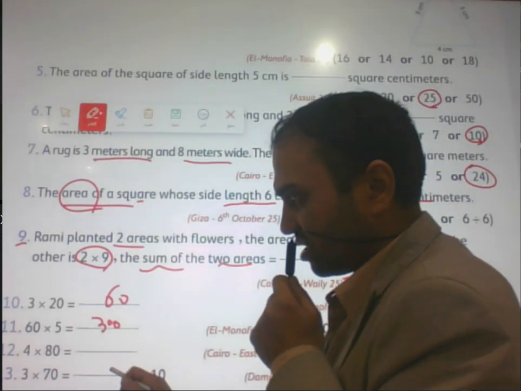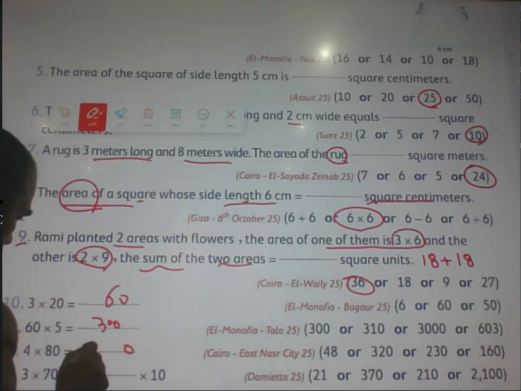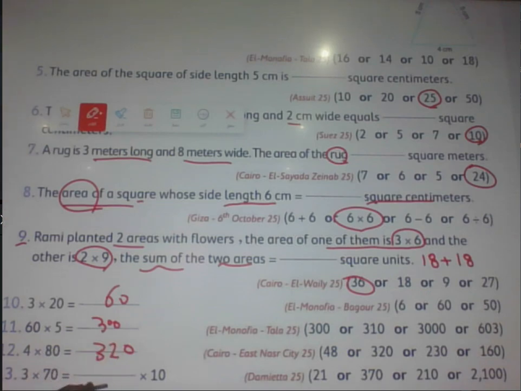Next question, 4 times 80, put 0 here, and 4 times 8 is 32. 3 times 70, we know 3 times 7 is 21, right? Put 0, so 210, which equals 10 times 21.